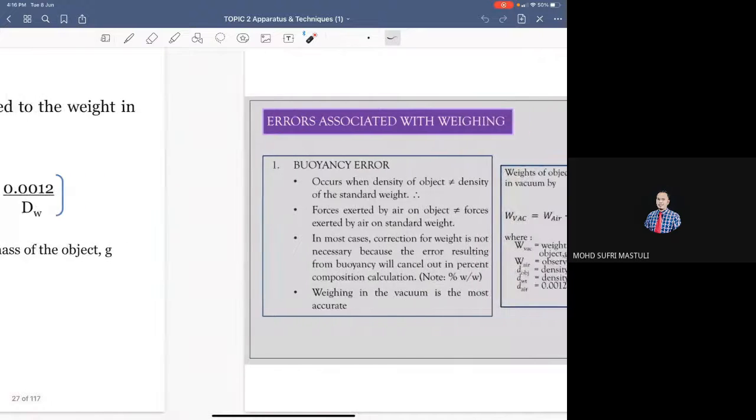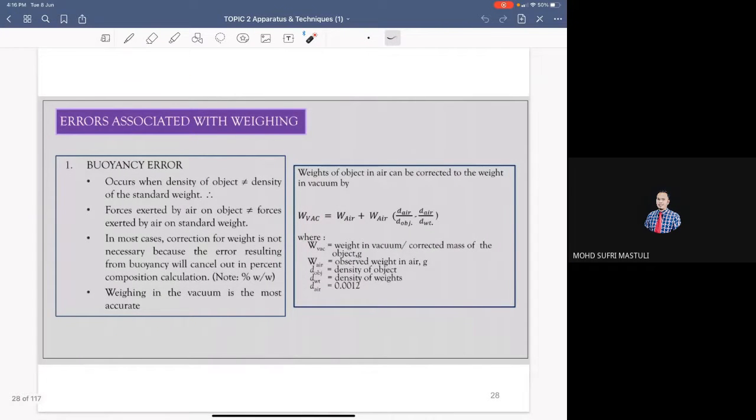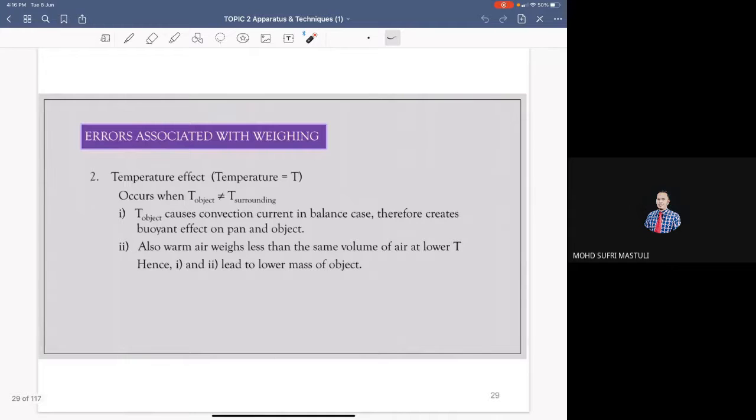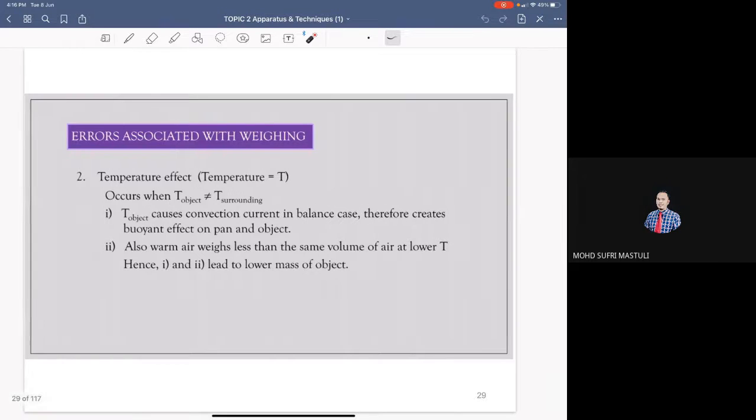All right, as I mentioned just now, this is the error when we do the weighing by balance, and the famous one is buoyancy error. Sometimes we can have a temperature effect, but we do not cover this type of error in this syllabus.